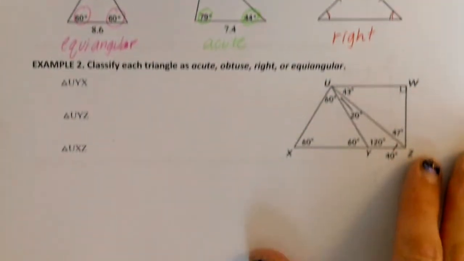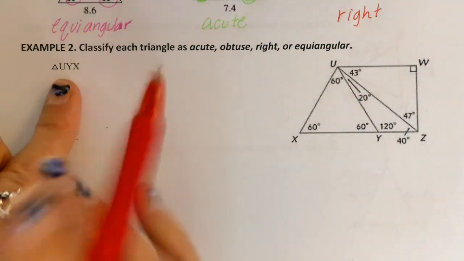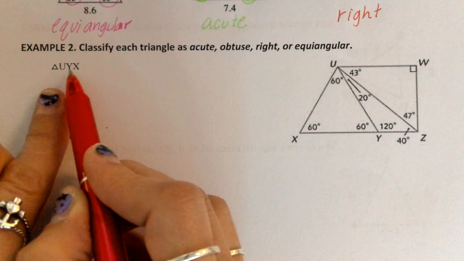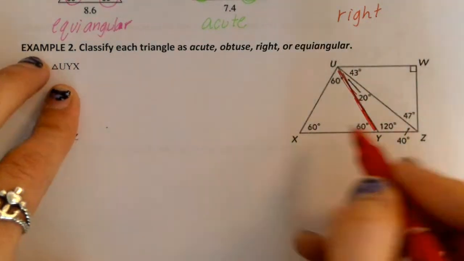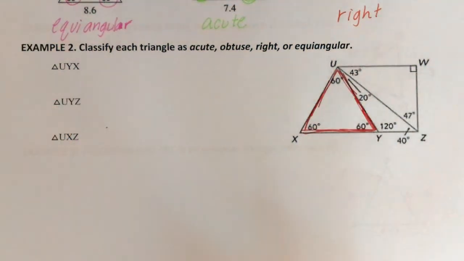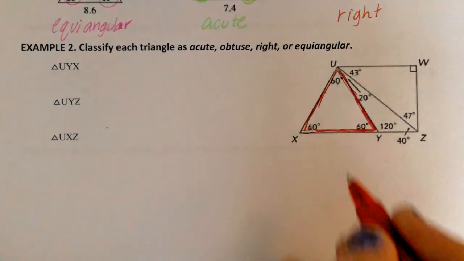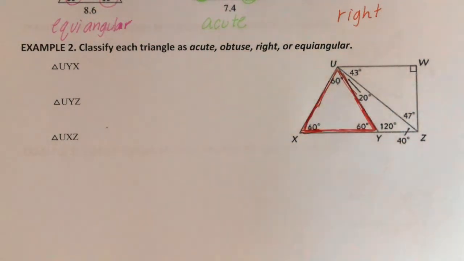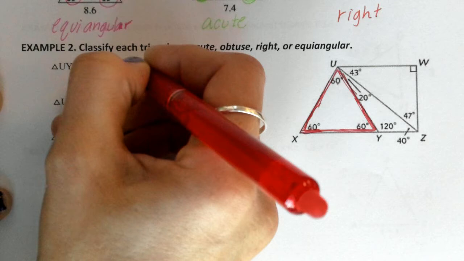Then we take a look at the next part. I'm going to outline these in different colors so you guys can see these very clearly. The first one we're going to talk about is we're going to classify, again, still with angles, triangle UYX. So we're going to go from U to Y over here to X. So we're looking at this triangle right here. And if we notice, we see all three of these angles are all 60 degrees. Not only are they all the same, equal angles, equiangular, but we have that magic number 60 degrees. All three of them are 60. We have an equiangular triangle.